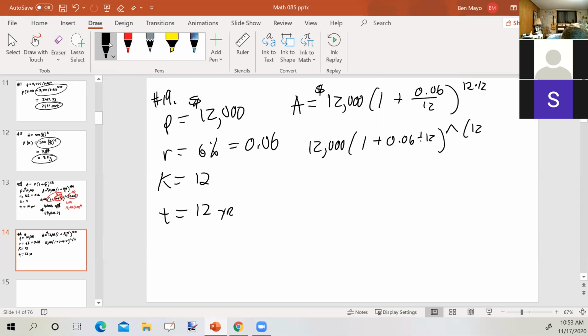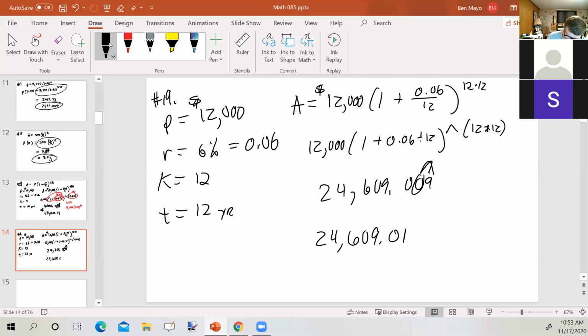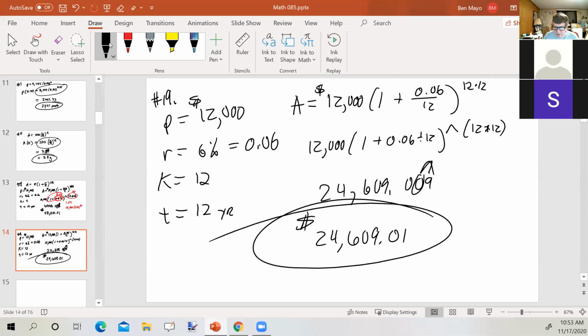So I'm going to have 12 times 12 in parentheses. Okay. So 12,000, parentheses 1 plus 0.06 divided by 12, close that up, raise to the parentheses 12 times 12, and I'm getting 24,609.009. This would round up. 24,609.01 would be your final answer.